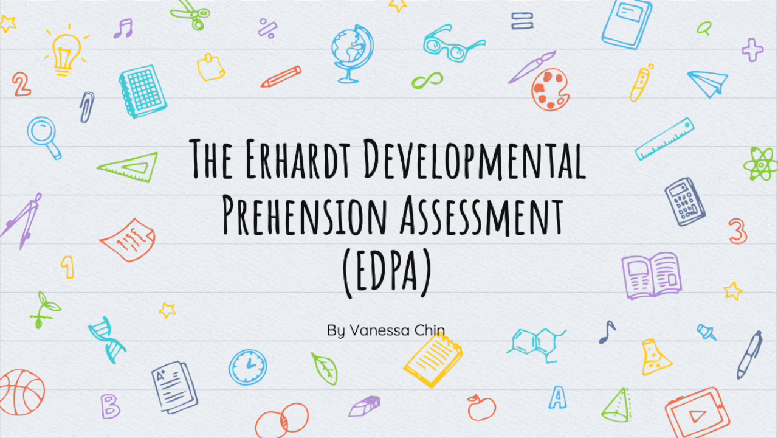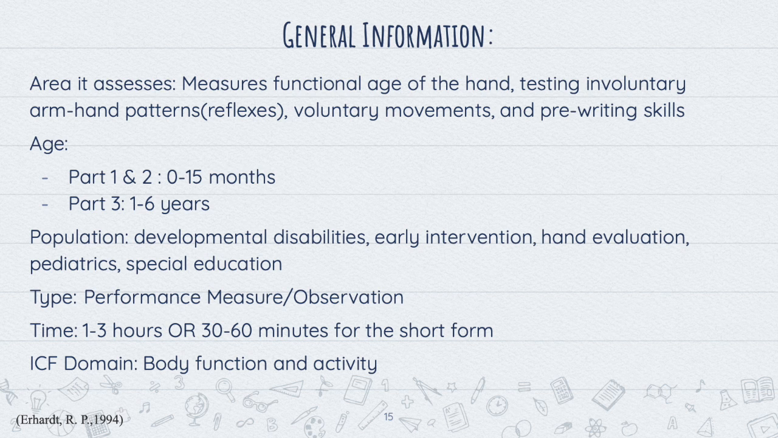My other assessment is the Earhart Developmental Prehension Assessment. The EDPA measures functional age of the hand, testing involuntary arm-hand patterns, which are reflexes, voluntary movements, and pre-writing skills. The age range for this test for part 1 and 2 is 0 to 15 months, and part 3 is 1 to 6 years. Population includes developmental disabilities, early intervention, hand evaluation, pediatrics, and special education. It is a performance measure and observation measure that takes 1 to 3 hours, or in the short form, 30 to 60 minutes. The ICF domains are body function and activity.